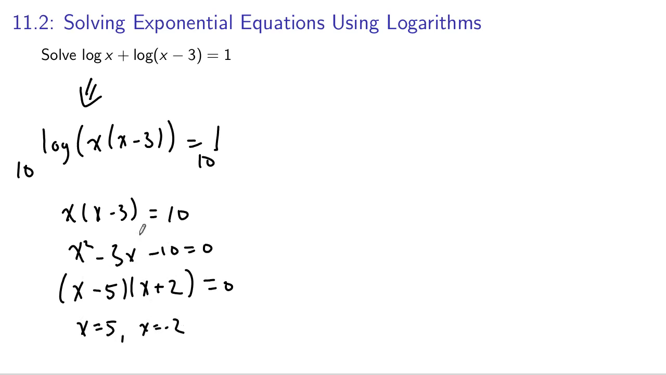But let's go back and check. If x is 5, we have positive 5 minus 3 is 2, positive. If x is negative 2, it's no good because we have log of negative, which is undefined. So we actually have one answer. x is 5.